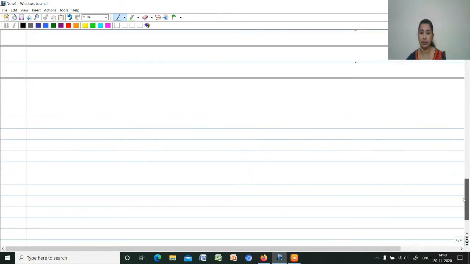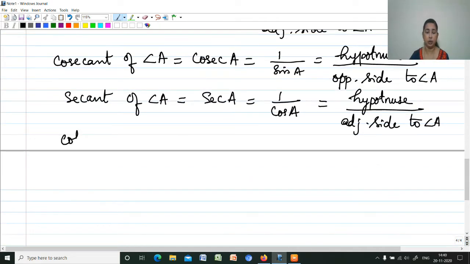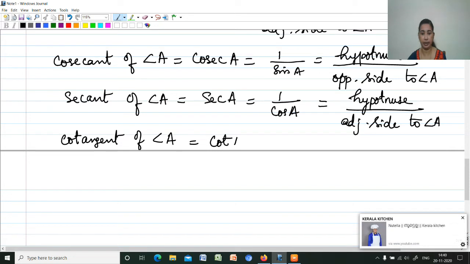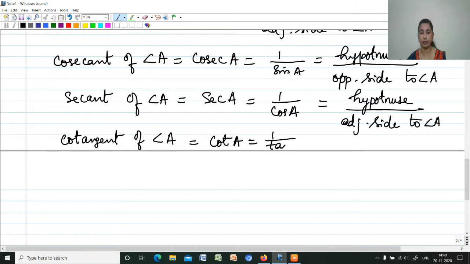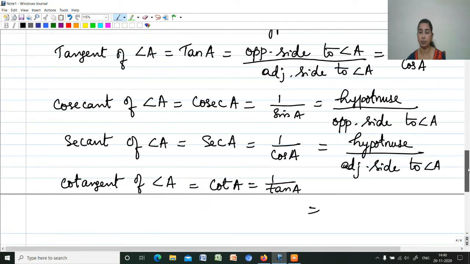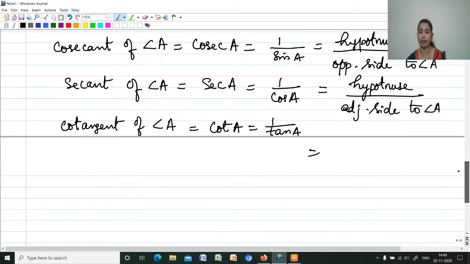Now the last one, it is cotangent of angle A. In short we write cot A, and cot A is equal to the reciprocal of tan, so 1 by tan. Tan A we have already written here as opposite to angle A by adjacent to angle A, so 1 by tan means adjacent side to angle A divided by opposite side to angle A.